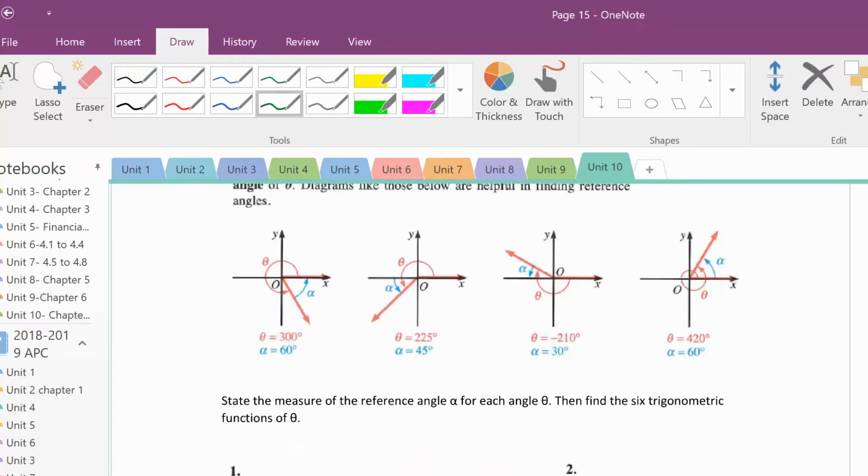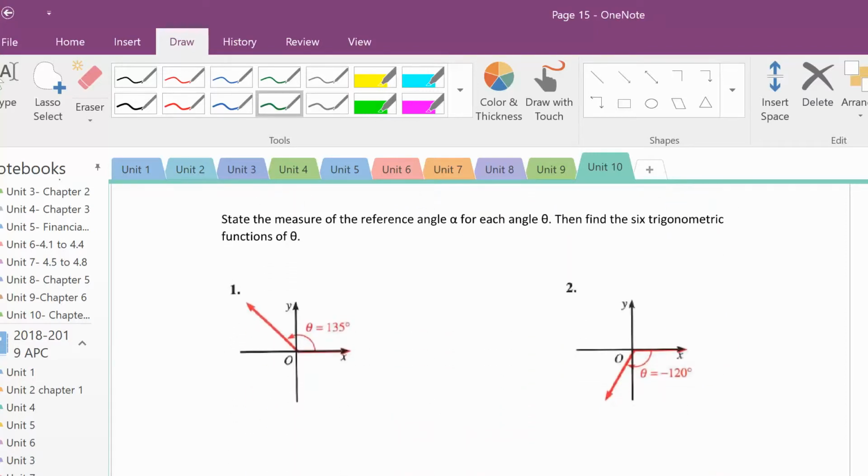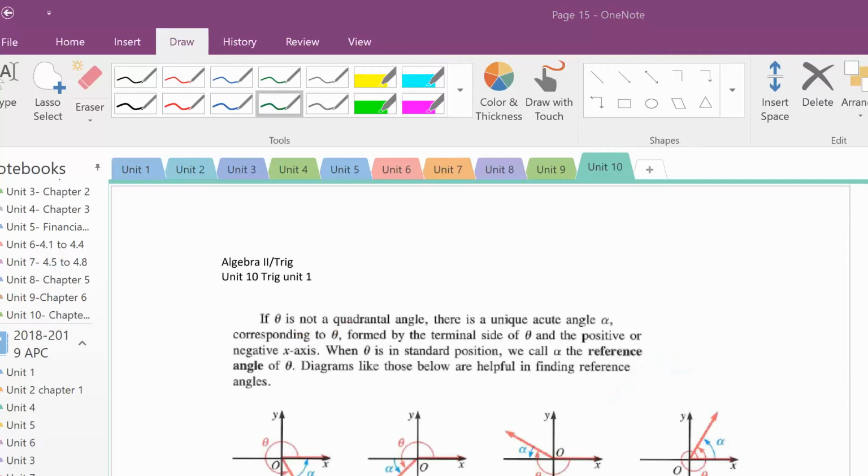The next thing we're going to talk about is a reference angle. So we've talked about how to find the trigonometric functions of a specific angle. And actually, I'm going to make that a separate video, so look for that next.